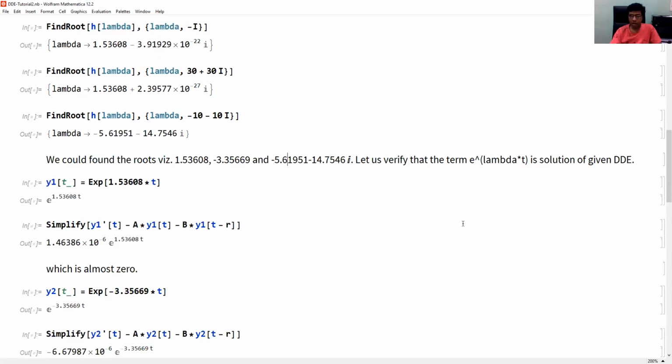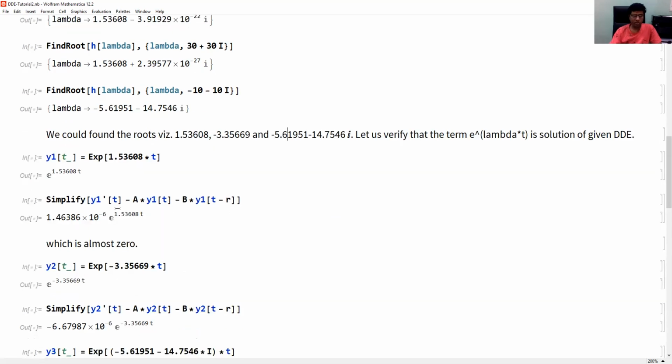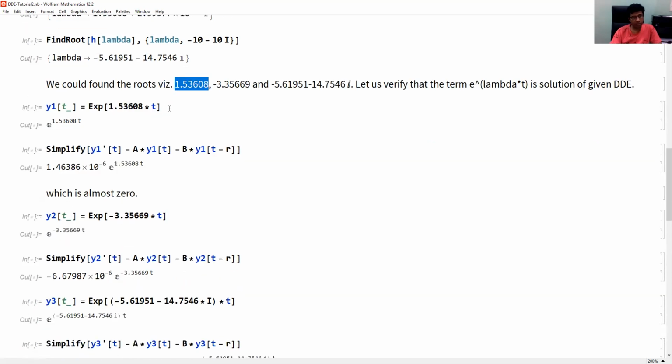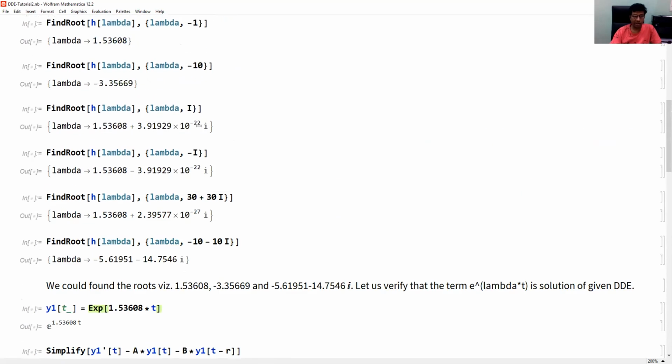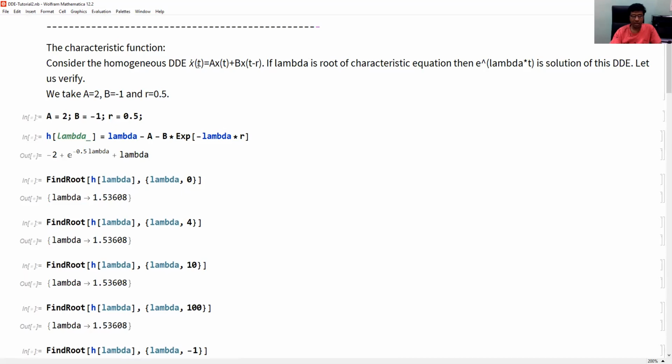Now we verify that e raised to lambda t is a solution of this DDE. First we use the first solution, 1.53608, and define y1 of t to be e raised to this number into t. This is lambda. Now we substitute this in the given delay differential equation and check whether we get the right hand side. Everything we take to the left hand side: x dot of t minus 2 x of t, then b is -1, so plus 1 x of t minus 0.5.